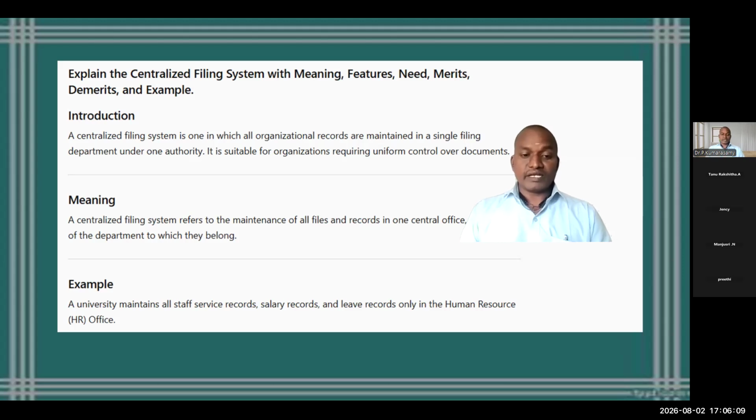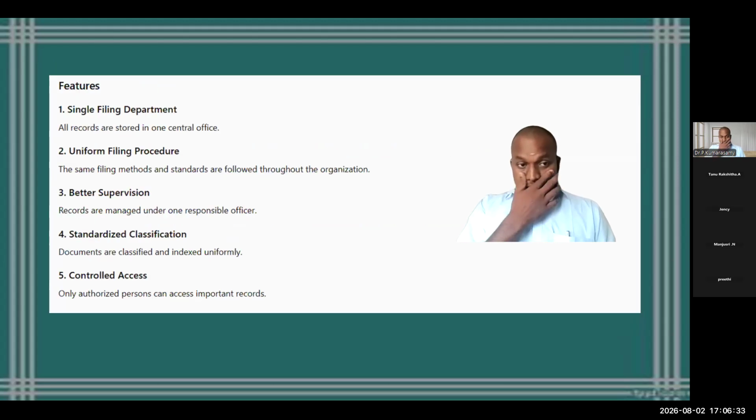Example given: a university maintains all staff service records, salary records, leave records, and performance records only in the HR department, not in different schools. Right? It's an example for the centralized filing system. So, features of centralized filing systems. What are the features? What are the characteristics of a filing system?